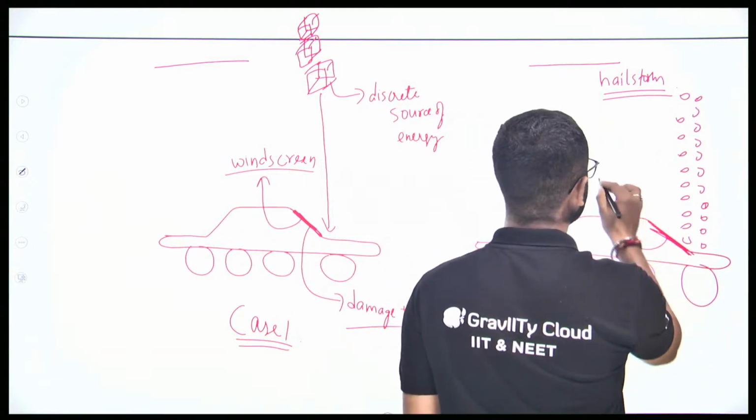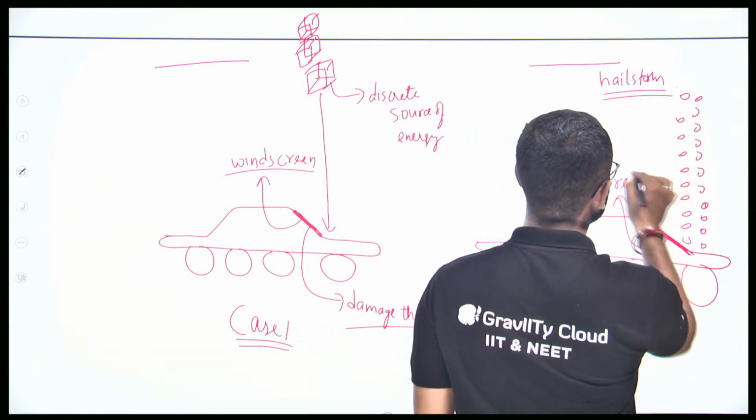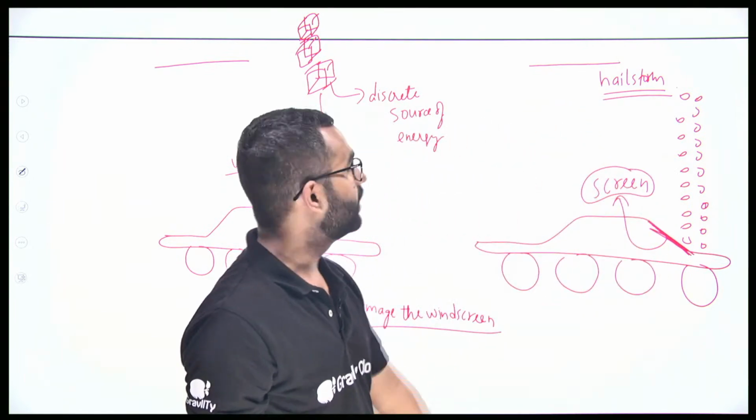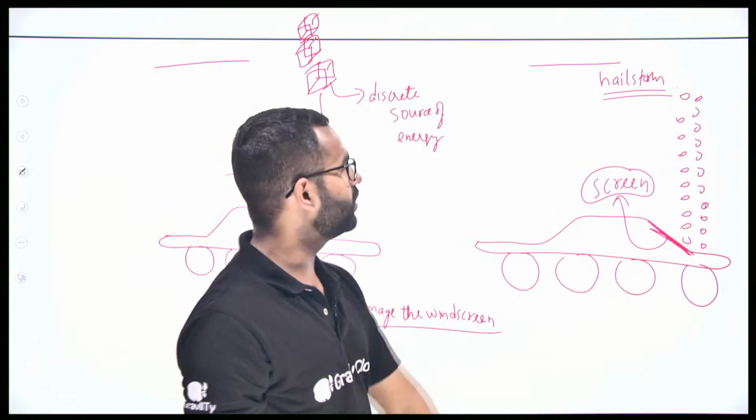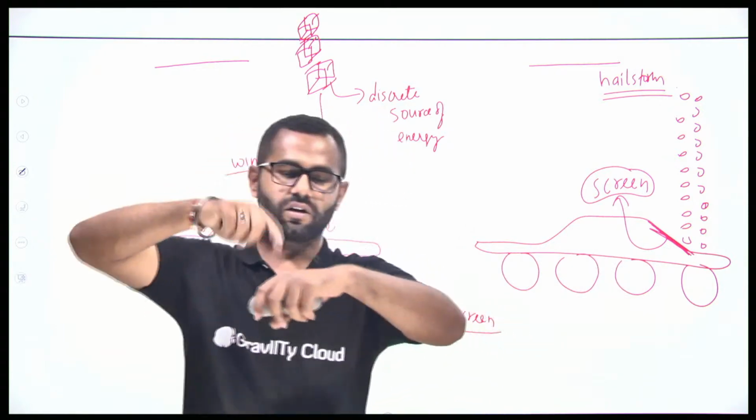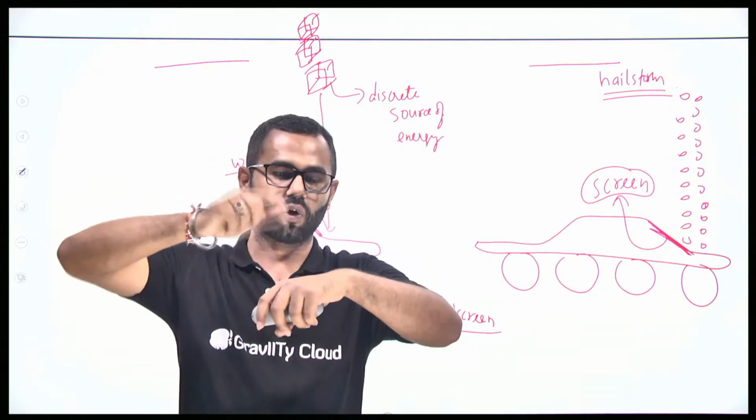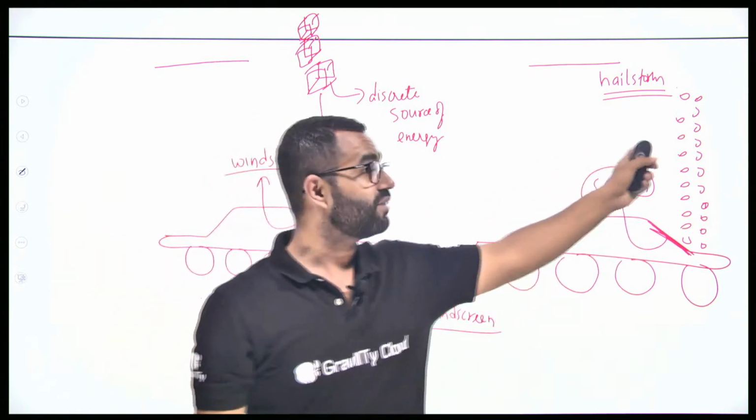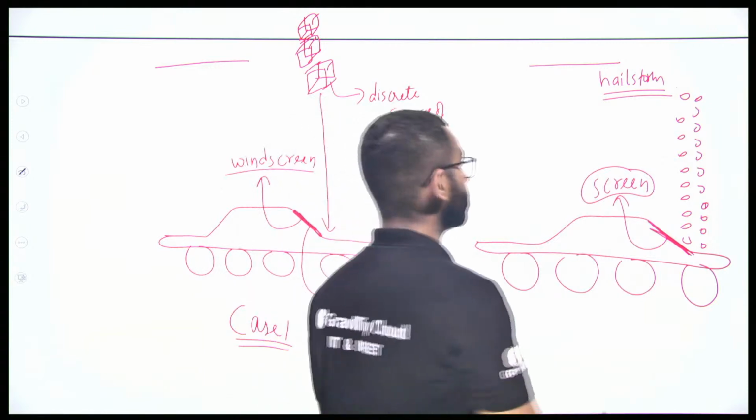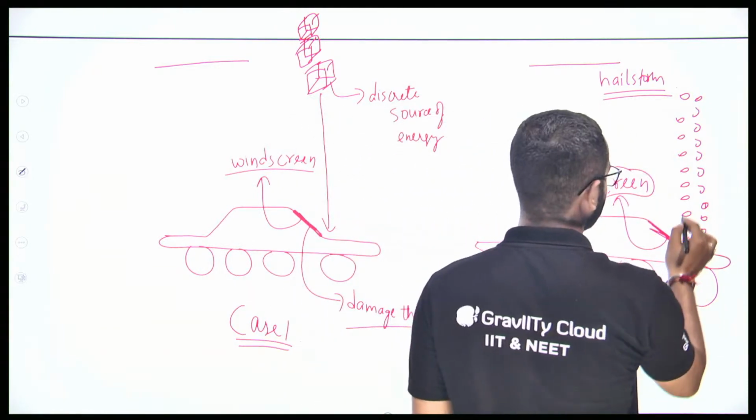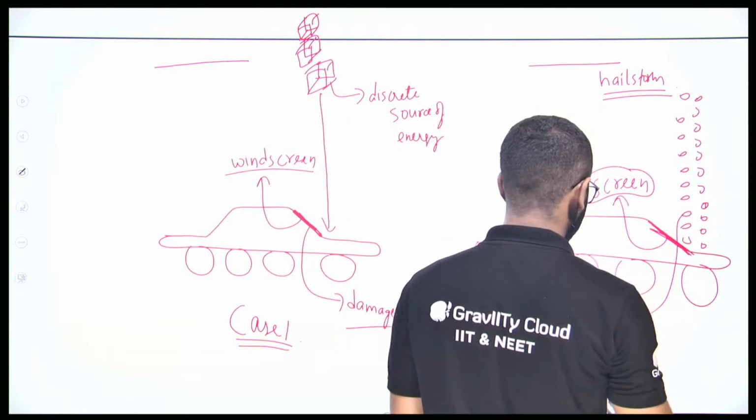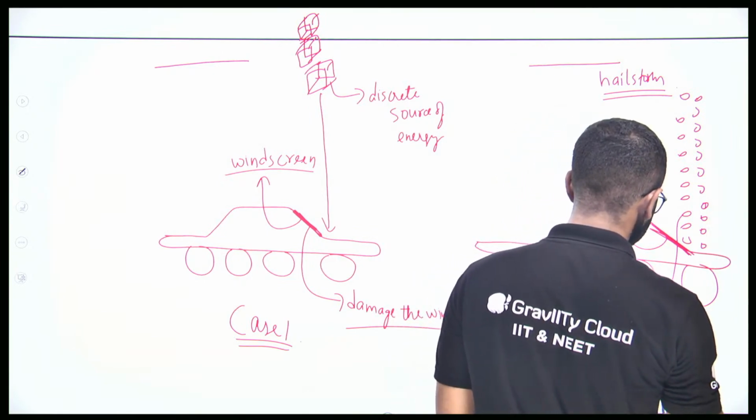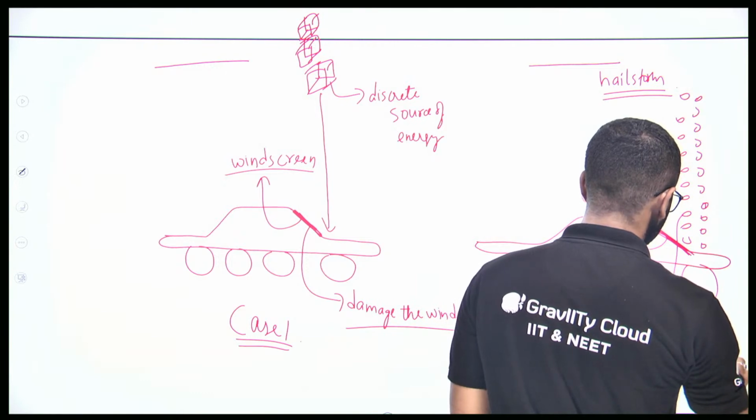This is the screen. So you can say in 1 second, some 5 to 6 hails are hitting the screen continuously. Just like this, they are continuously hitting the screen. So what will happen? They will further damage the screen, right?